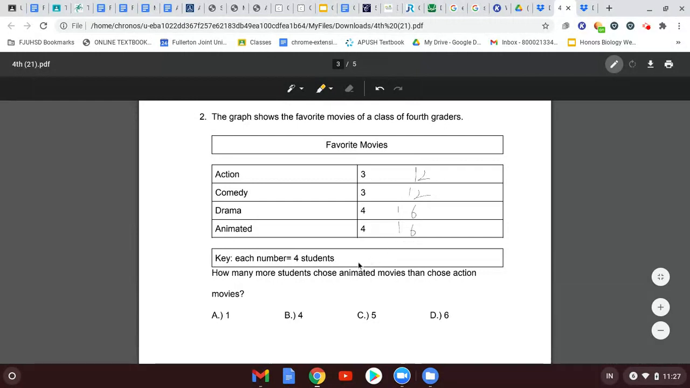Okay. How many more students chose animated movies than chose action? So how many more chose animated? So 16 chose animated and 12 chose action. So 16 minus 12 is 4. Okay.